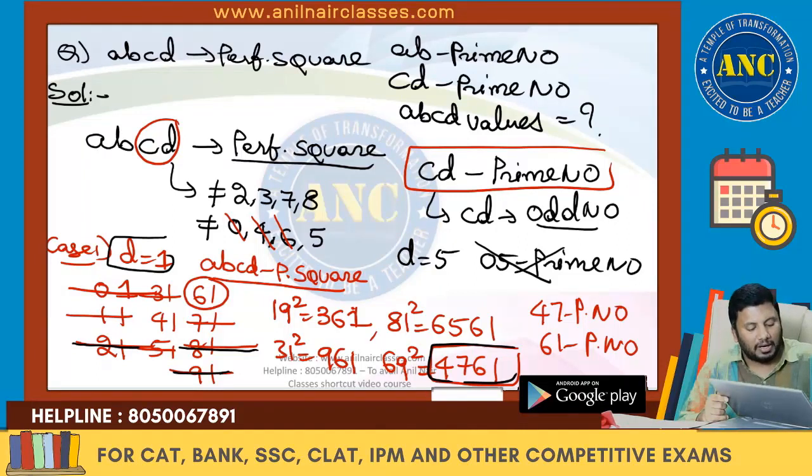91 is not a prime number. So what is that case? Any perfect square ending with 1, the tens place should be even. So the only case that is possible is 61. I hope it is clear.